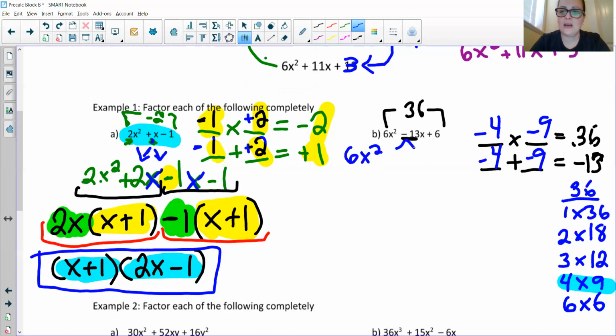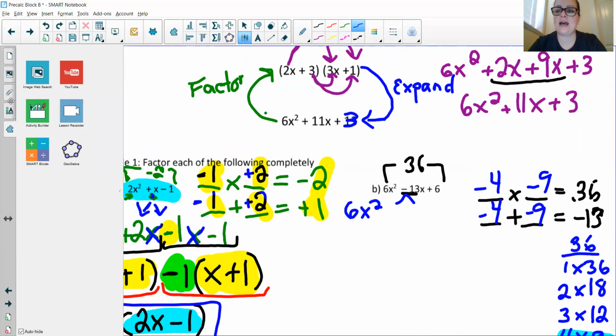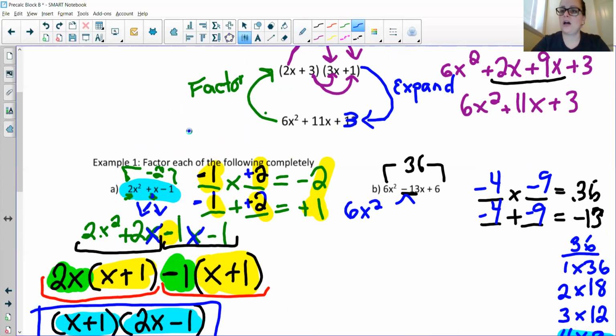So we're going to rewrite this expression, but instead of writing the middle term, we're going to split it up into two terms, because those two terms got combined. Do you remember how when we did this earlier step, we combined them to make that positive 11x? Now we're just doing the opposite. We're literally going in reverse. We are uncombining that middle term into the two numbers, and we found the two numbers by using this magic number system. So it's going to be -4x minus 9x plus 6.